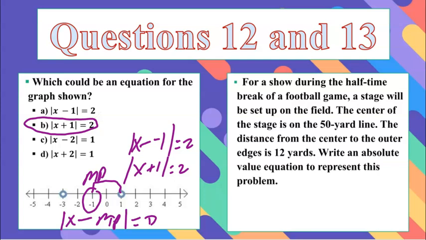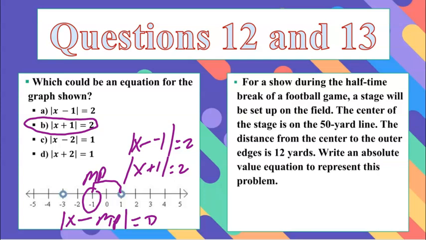Question 13. For a show during the halftime break of a football game, a stage will be set up on the field. The center of the stage is on the 50-yard line. The distance from the center to the outer edges is 12 yards. Write an absolute value equation to represent this problem.